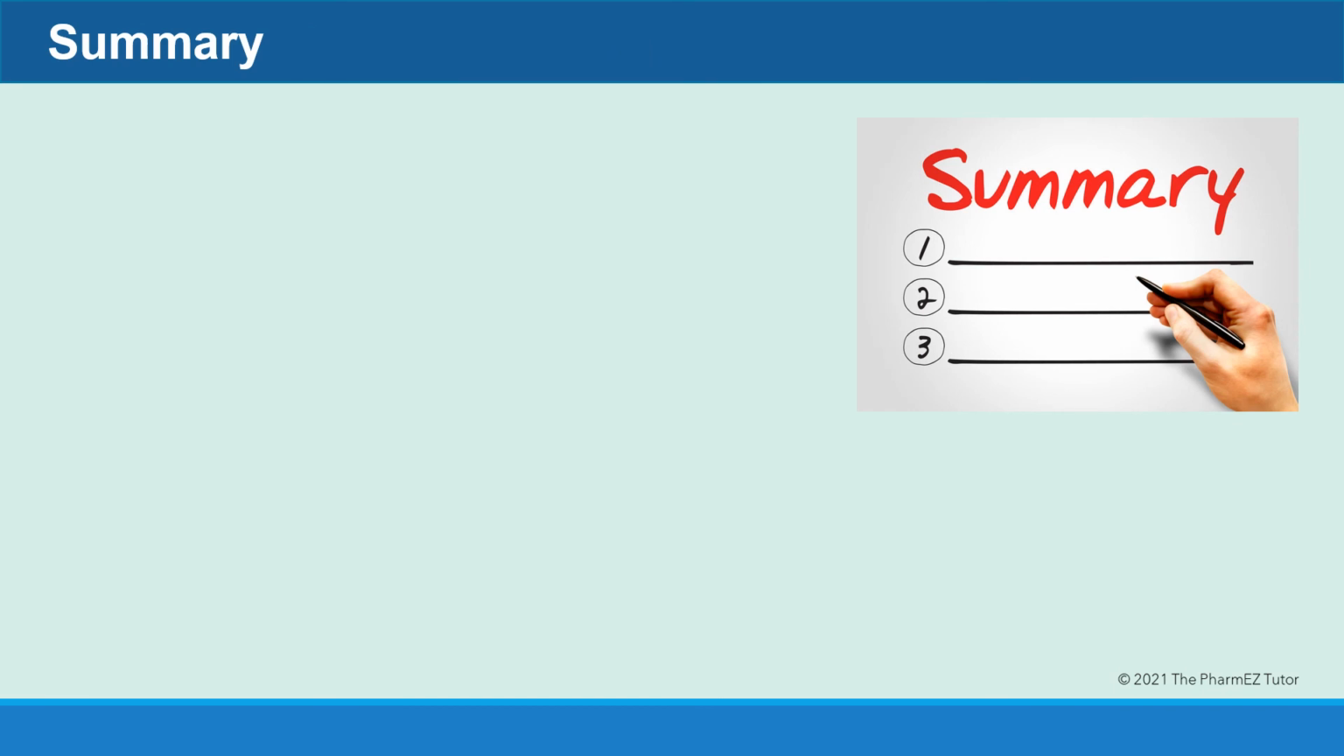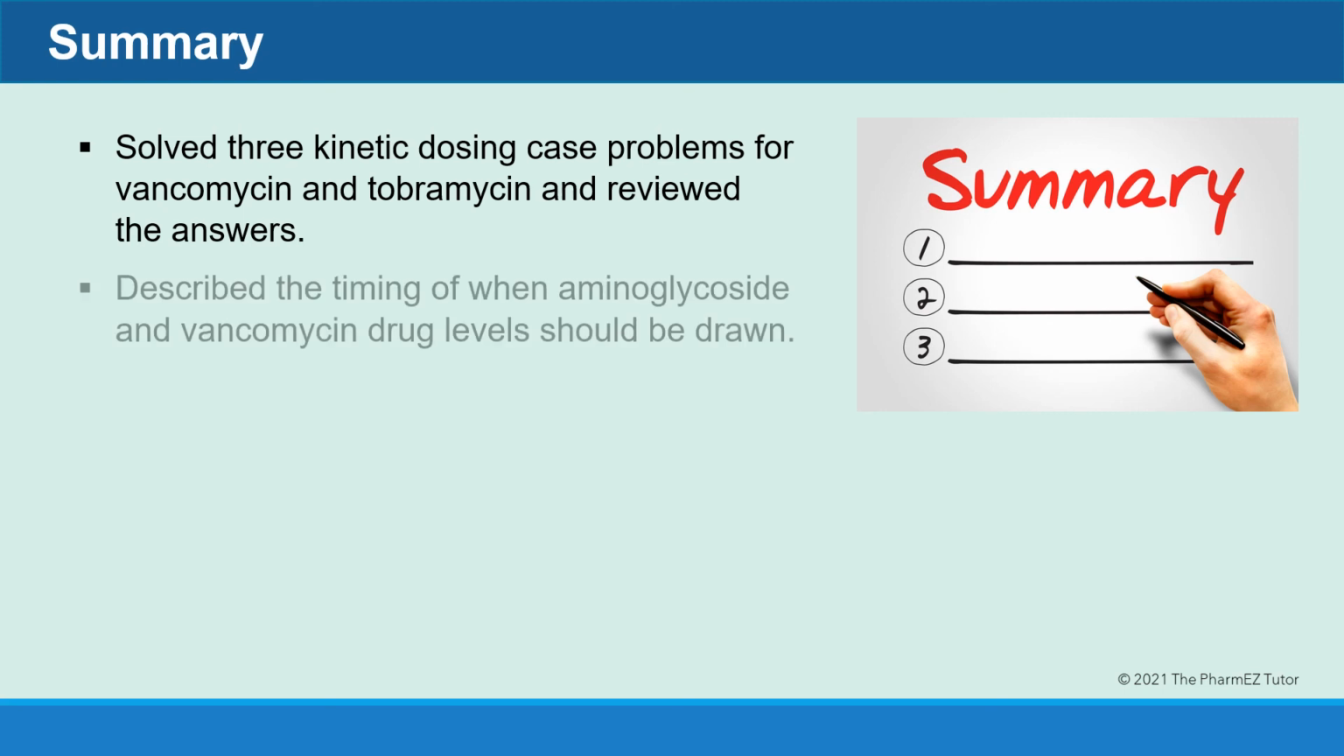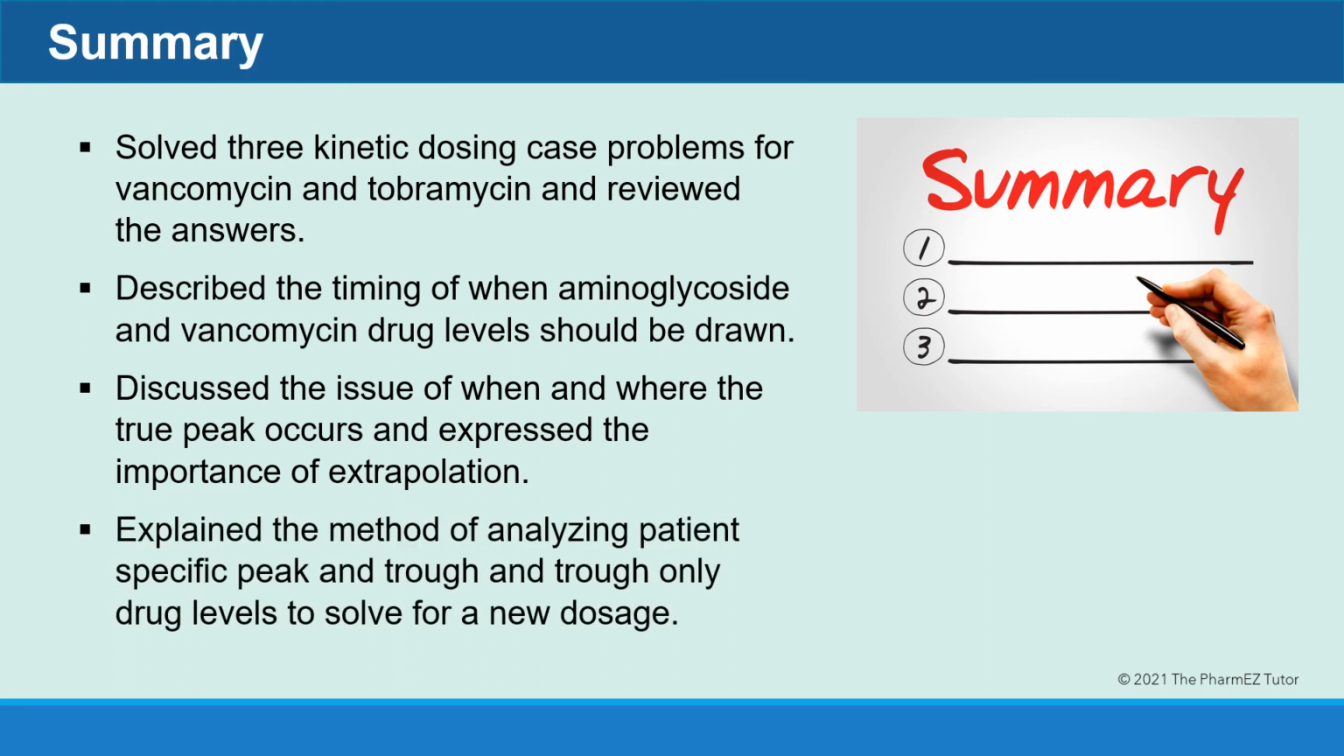Let's summarize what we learned in this installment. We solved 3 kinetic dosing case problems for vancomycin and tobramycin and reviewed the answers. We described the timing of when aminoglycoside and vancomycin drug levels should be drawn. We discussed the issue of when and where the true peak occurs and expressed the importance of extrapolation. And we explained the method of analyzing patient-specific peak and trough only drug levels to solve for a new dosage.